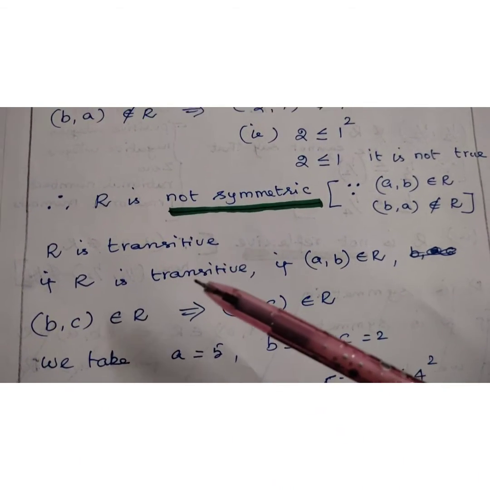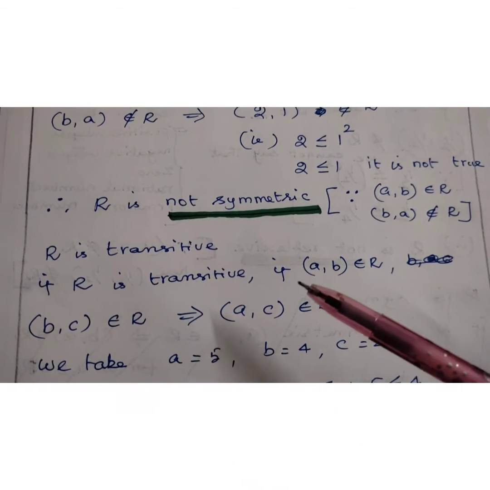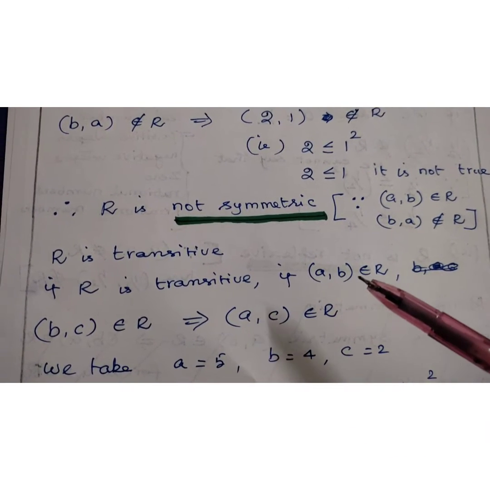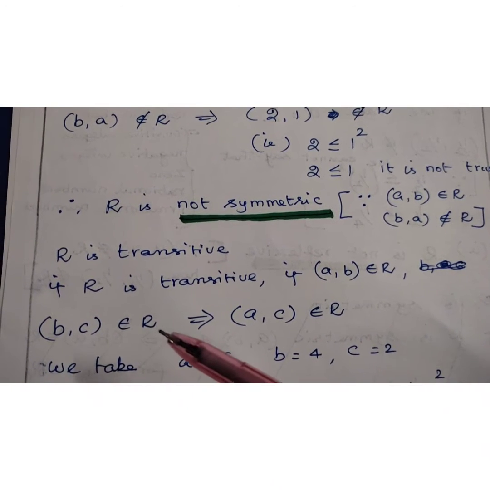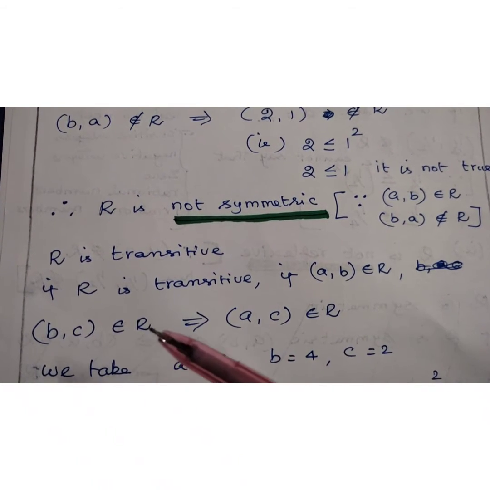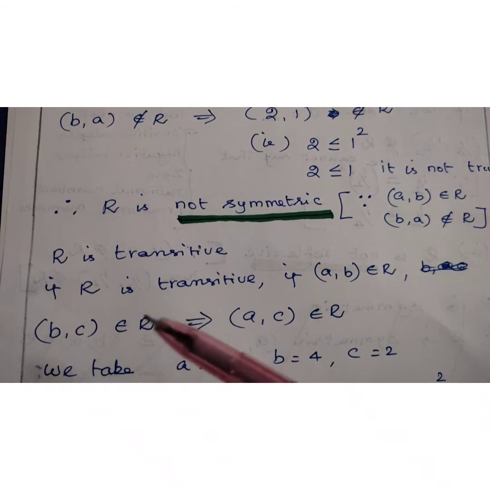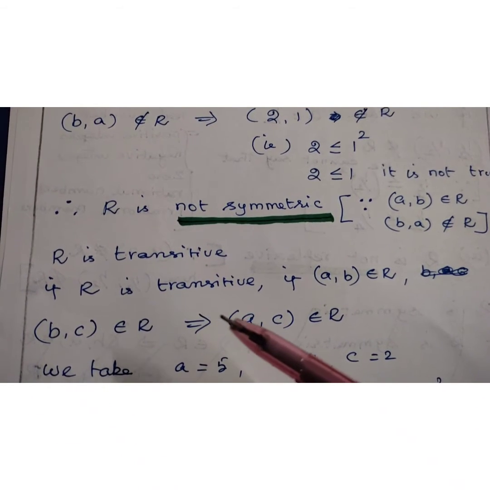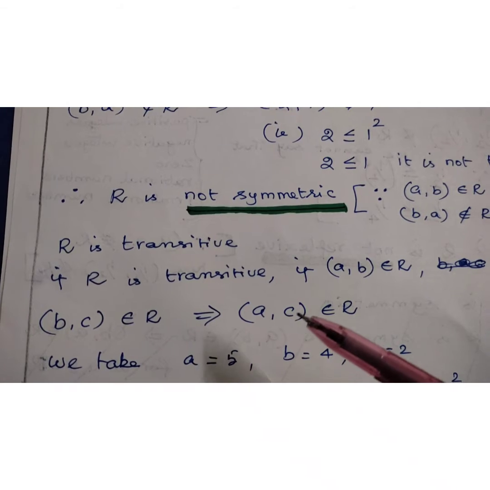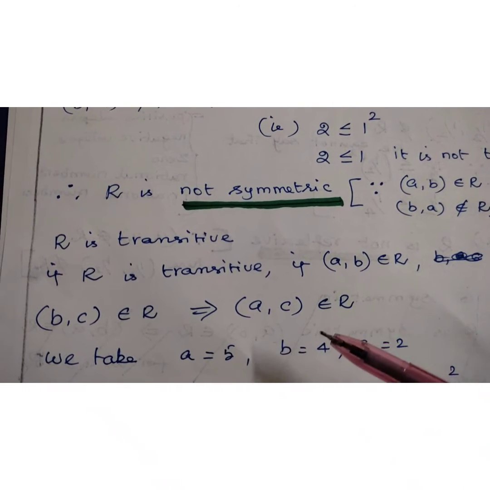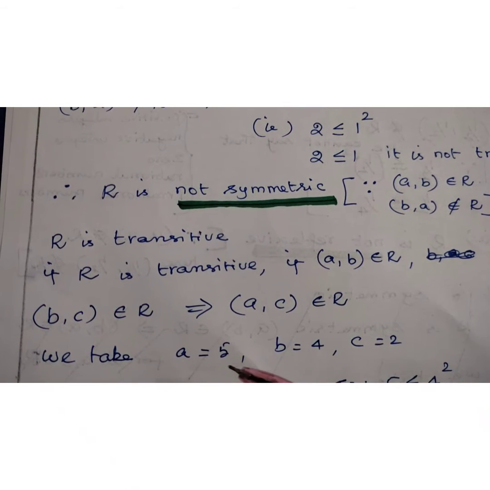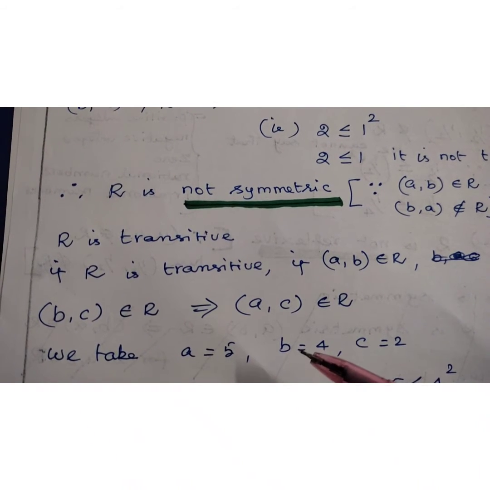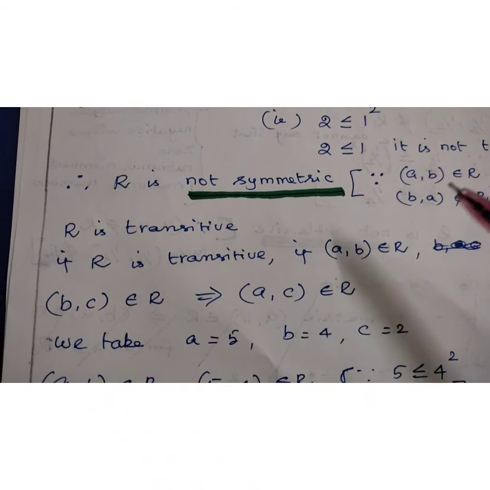If R is transitive, the condition is: (A, B) belongs to R and another pair (B, C) belongs to R, that implies these two conditions. First we have these two conditions, then only we prove that (A, C) belongs to R. Now we take any pair. Suppose we take A equal to 5, B equal to 4, C equal to 2.